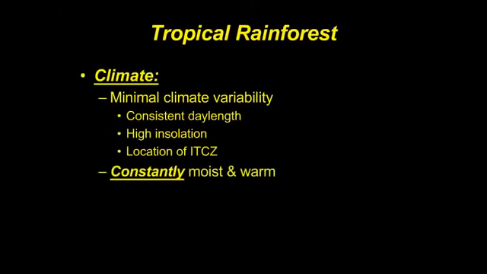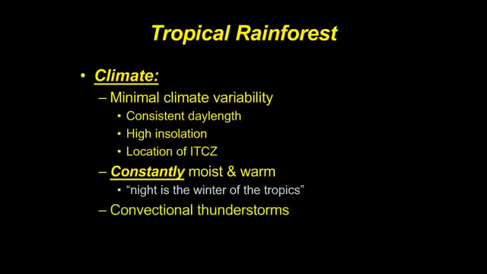Further, the other key characteristic is it's always moist and warm. And so some have said that if you want to find winter in the tropical rainforest, that's night. That's when the sun goes down, where it cools down a little bit. But once again, clouds do a good job of keeping in that solar radiation. Also, what we'll find along the tropical rainforest area is not only convergence, but a good amount of convectional thunderstorms that are also occurring at the same rate in this area.